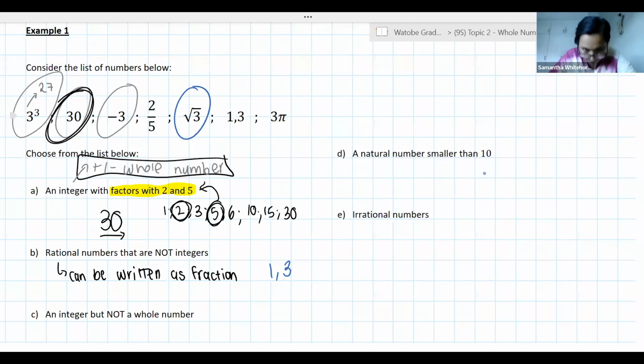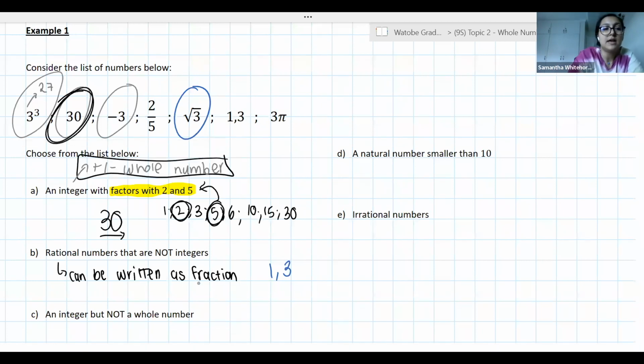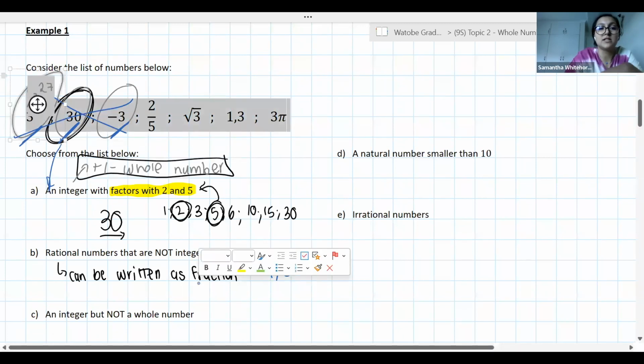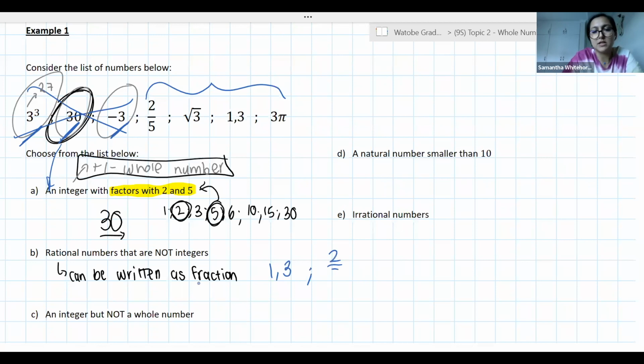So, okay, guys, what we need to be careful of here is we want rational numbers that are not integers. Now, the 3 cubed, the 30, and the -3 are integers. Remember, we circled that for the first one. So we can't consider any of those. We only want the ones that we can write as a fraction from the remaining 4. Now, obviously, 2/5 is a fraction. It's written as a fraction. So that is a rational number.